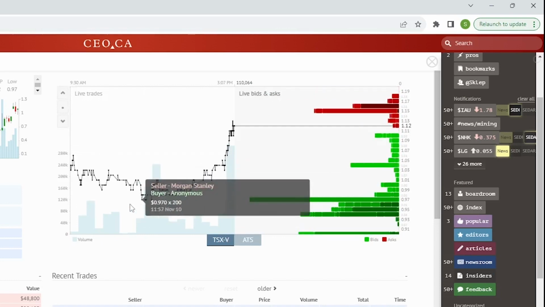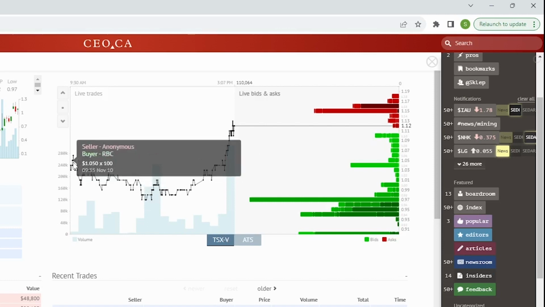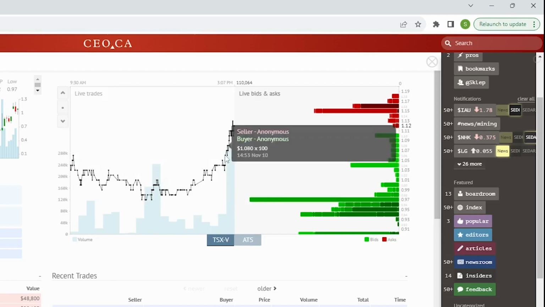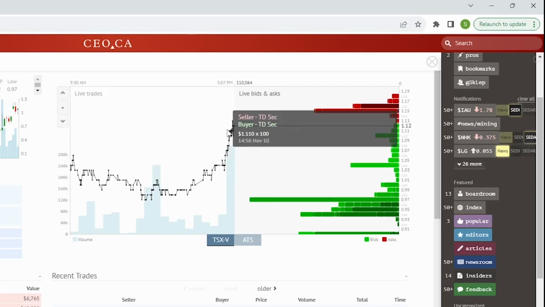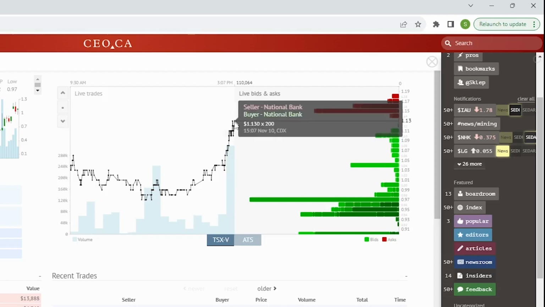Now on the left-hand side, you can see executed trades. This starts at 9:30 a.m. and it goes on to 4:30. So you can see exactly what the share price was during this day and exactly what the buy was. So if we hover over the most recent order, for example, we can see that 200 shares were sold at $1.13. And that was by National Bank to National Bank. So that's usually 2 customers of National Bank buying and selling to each other.